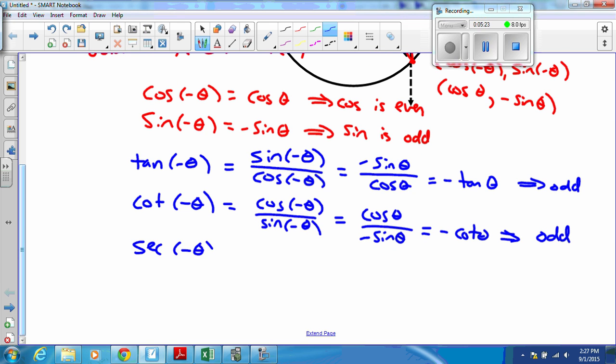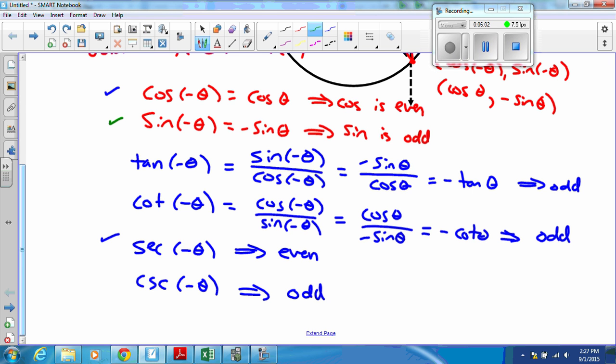See if you can make some predictions about secant and cosecant, even or odd, and then prove those predictions. Pause the recording for just a moment, take a moment to prove those predictions, and here we are again. You should have found that secant is even and cosecant is odd. And so there we have it. We have 1, 2 even trig functions, and 1, 2, 3, 4 odd trig functions.